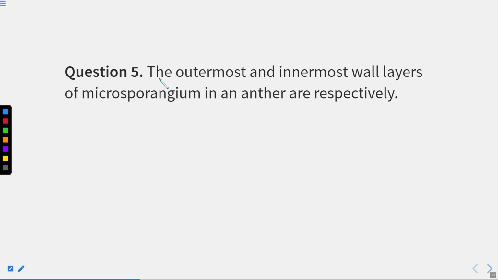Now let's talk about question number 5. The outermost and the innermost wall layer of the microsporangium in an anther are, respectively. So they are talking about the microsporangium, which is present in the anther. They are asking about the outermost and the innermost wall layer.